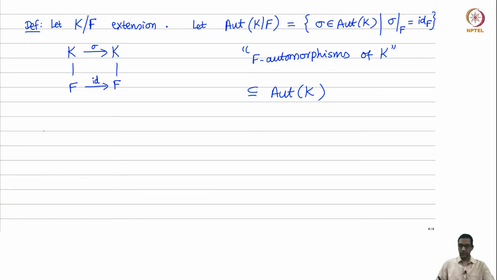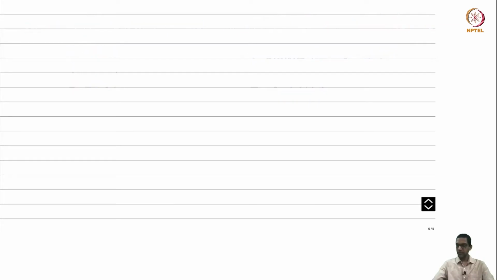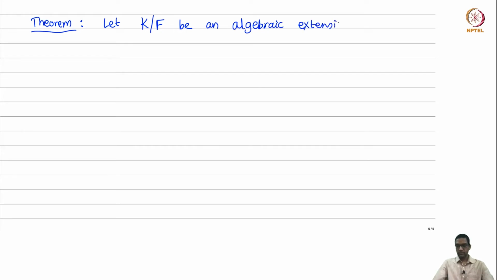Okay, and now we are ready to state our main theorem with all these things in place. So let me state the following characterization of Galois extensions. Let K over F be an algebraic extension, then the following statements are equivalent.